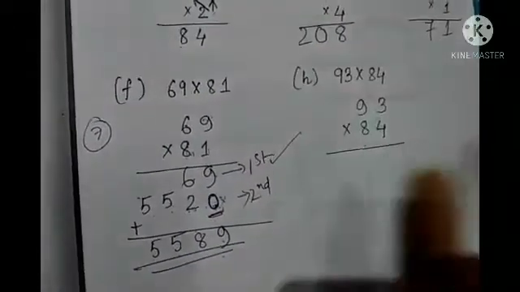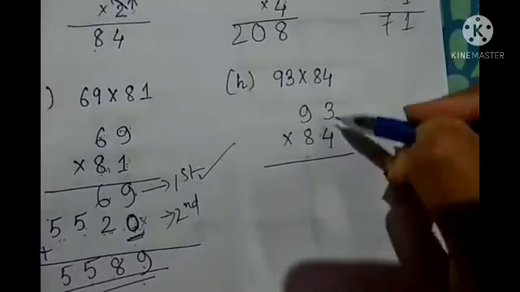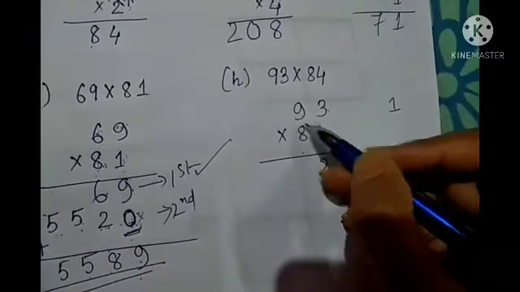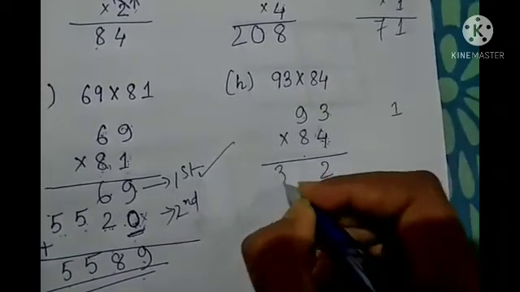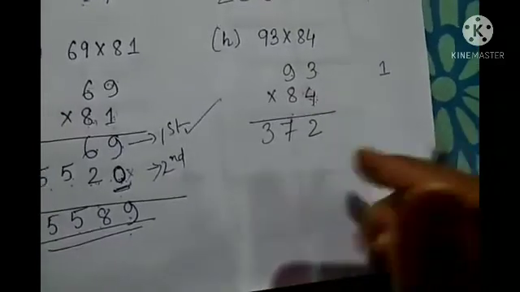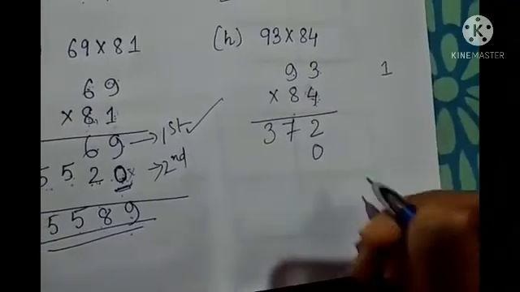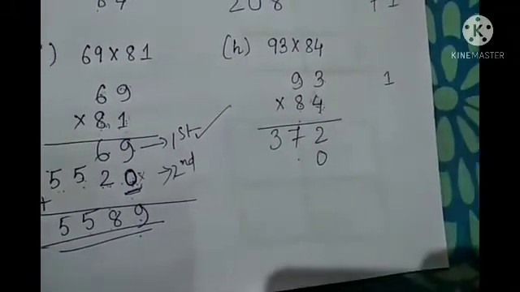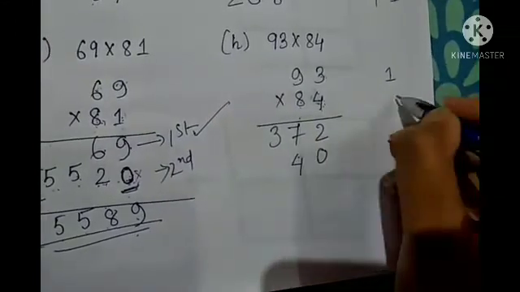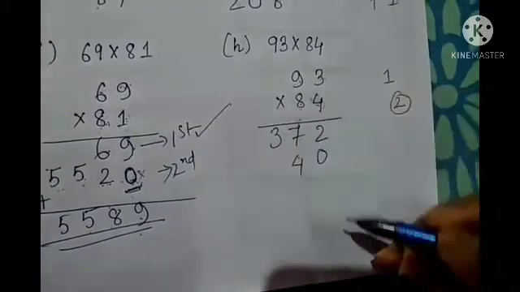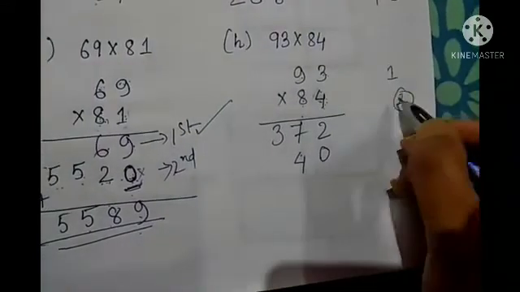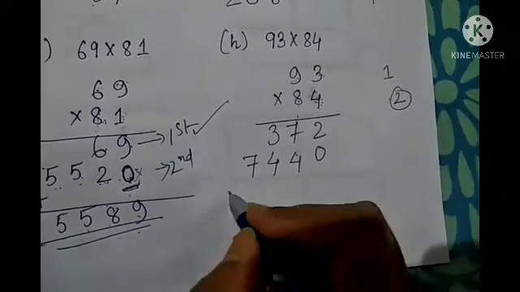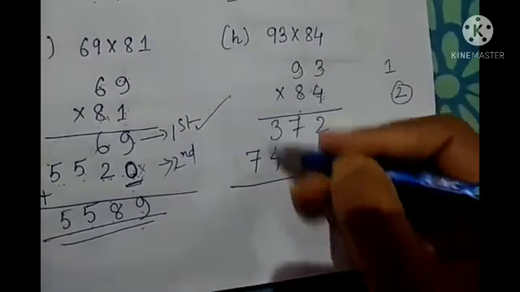So let's try this one. H number, 93 into 84. So we will start from here. 4 threes are 12, carry is 1. Then 4 nines are 36 plus 1 will be 37. Now as I told you that ones place is done, so you have to put 0. Now from here we will start, tens place. So 8 threes are 24, so 4 we will write and 2 will be the carry. Now 8 nines are 72 again, and 72 plus 2 will be 74, so you have to write it this way, 74. Always remember the place value, students, and write accordingly.